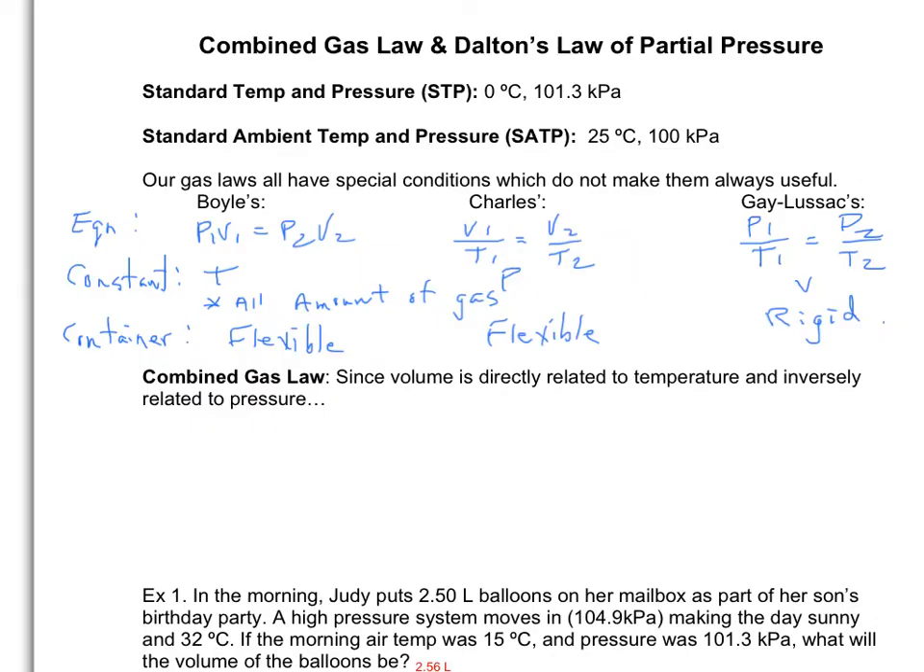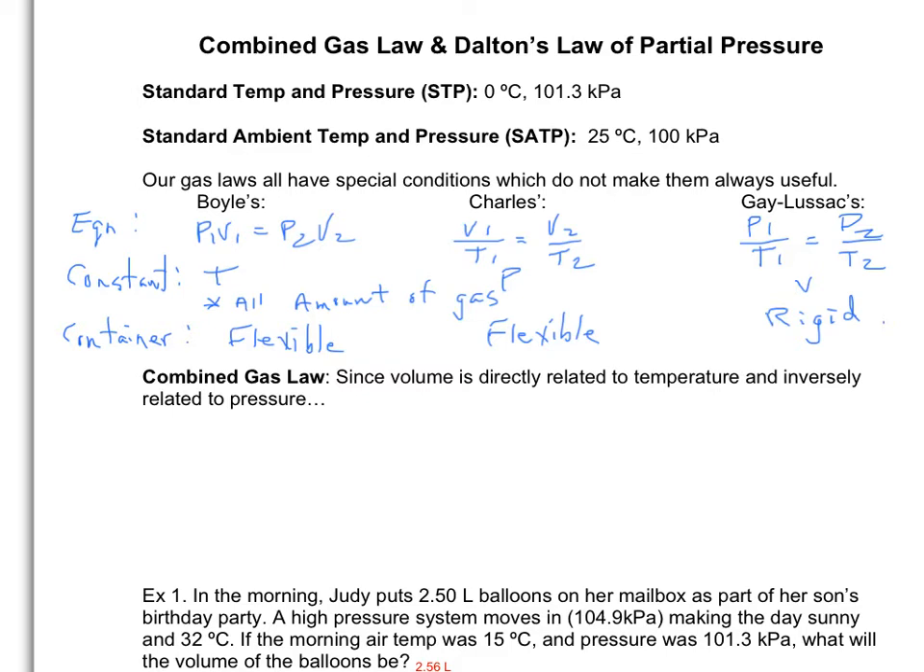Before we go on to the combined gas law, I want to introduce you to some terminology used to short form conditions for gases. Standard temperature and pressure, short formed STP, is code for a gas sample that's at 0 degrees Celsius and 101.3 kPa.